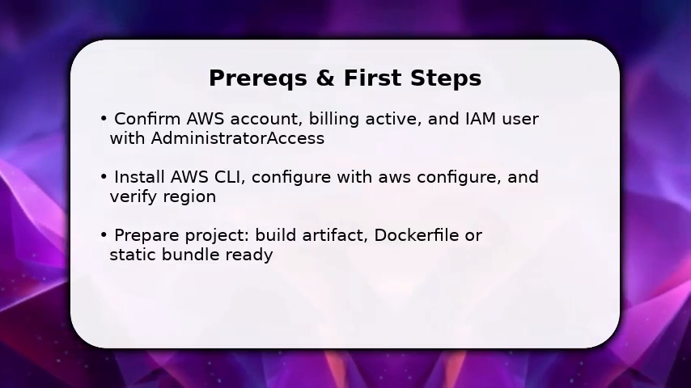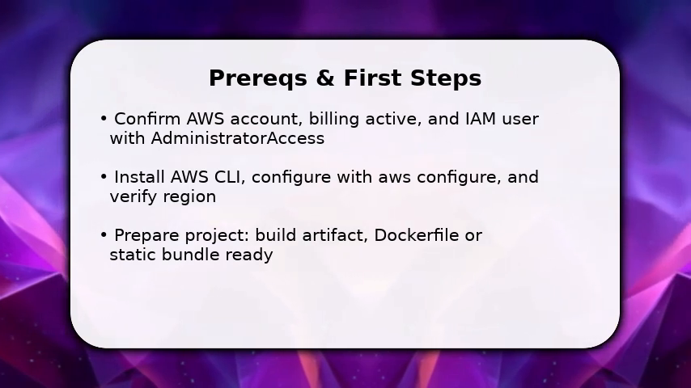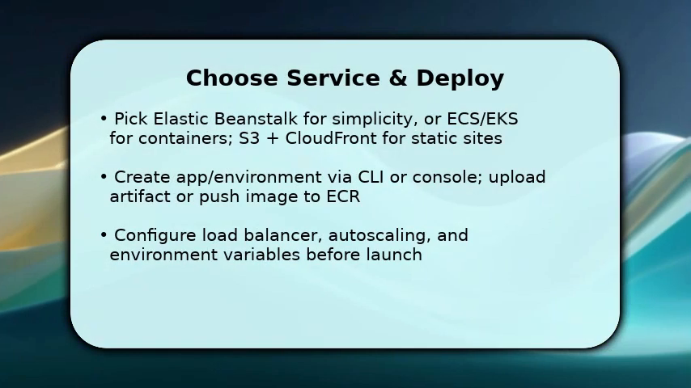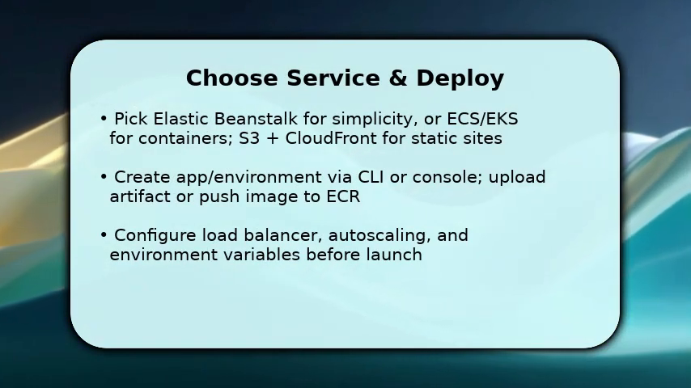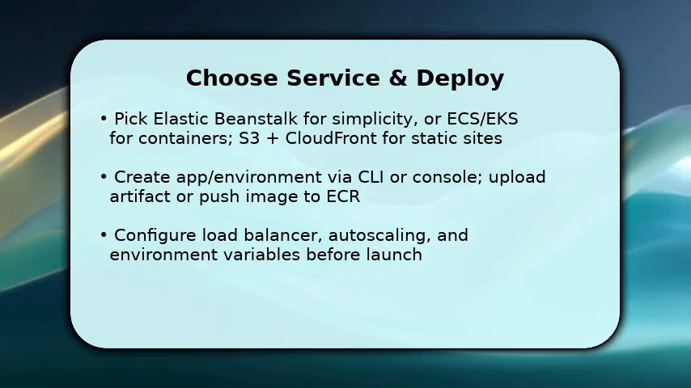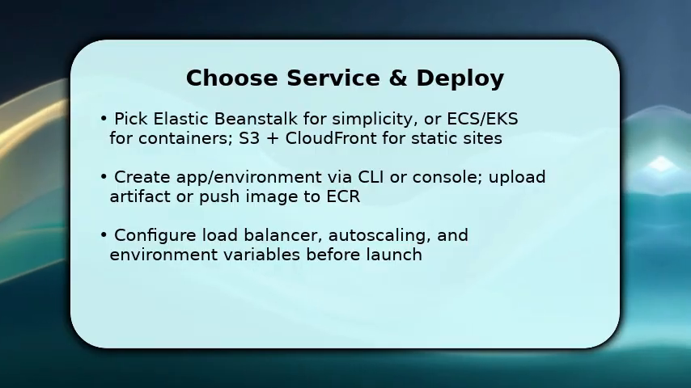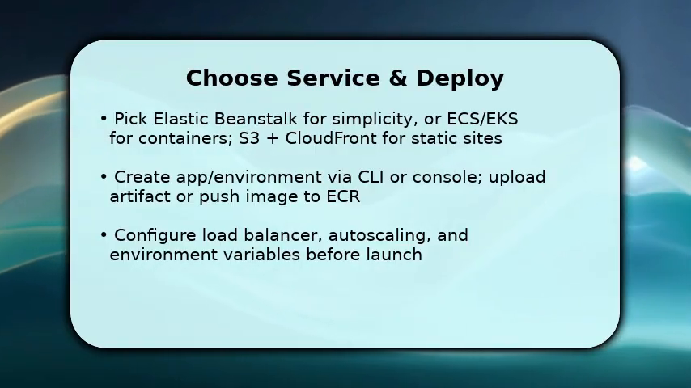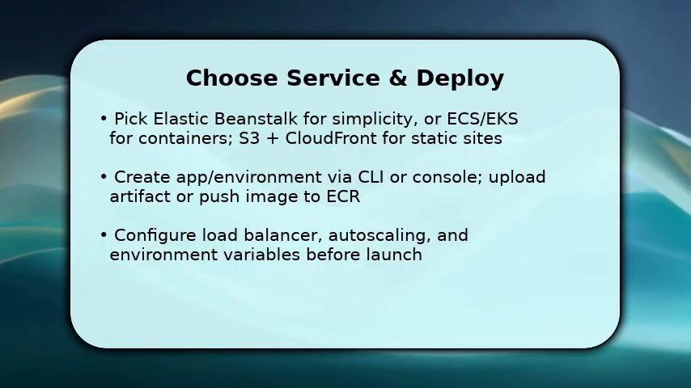You now pick a service that matches your artifact: Elastic Beanstalk for quick app deployments, ECS for containers, or S3 with CloudFront for static sites. Once chosen, create the app and environment via CLI or console, upload your artifact, or push the Docker image to ECR.